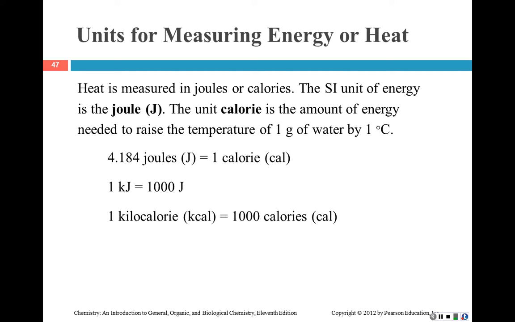Heat's measured in units called joules or calories. Notice calorie here has a lowercase c. The SI unit of energy is the joule, capital J, but a calorie is what we use a lot, and a calorie is the amount of energy that it takes to raise the temperature of a gram of water 1 degree Celsius. Your conversions for these energy measurements: 4.184 joules is equal to 1 calorie. 1 kilojoule, you remember kilo equals 1,000, so 1 kilojoule is 1,000 joules, and 1 kilocalorie is equal to 1,000 calories. Notice those abbreviations for those units.